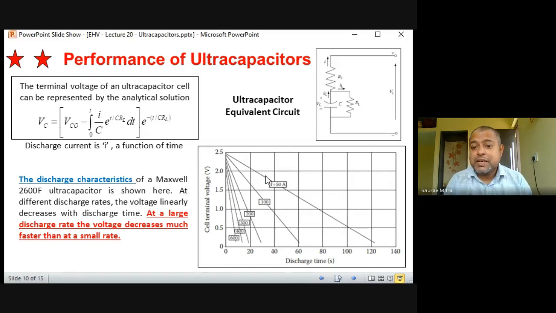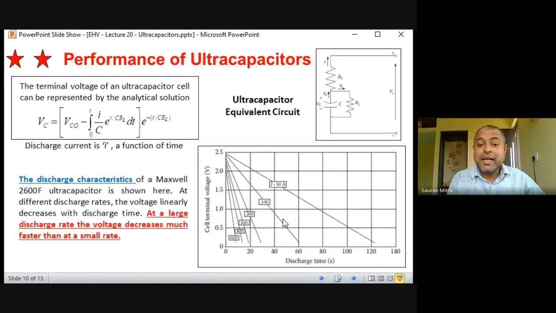Voltage multiplied by current is equal to power. The VCO is going up to 2.5 volt, so this VCO is 2.5. That means every time the ultracapacitor is starting from an initial voltage of 2.5 volt. But if you are asking for 50 ampere current, in that case you are asking for less current actually, so the voltage will drop like this, and all these are linear graphs you can find.